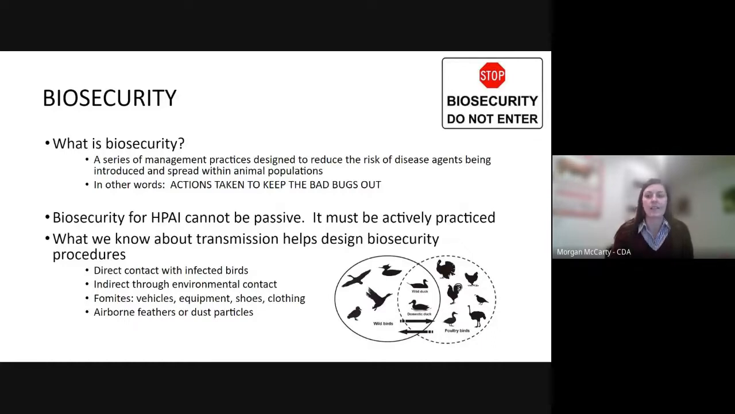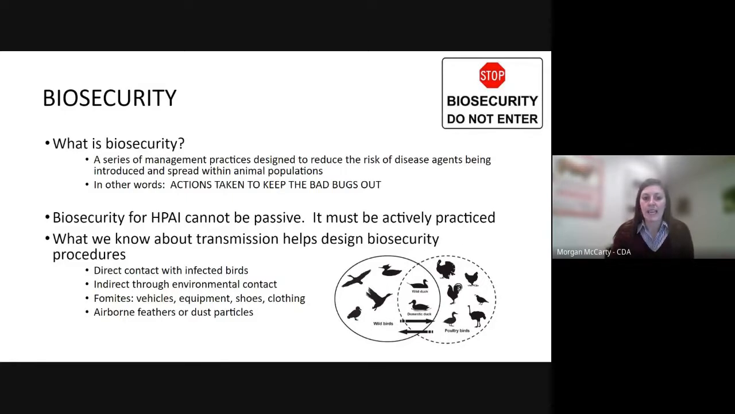These fomites are inanimate objects such as vehicle tires, equipment, shoes, people coming and going. So farm to farm movement of these fomites has actually been regarded as a major cause of disease spread. And some data has also suggested that airborne feathers or dust particles can help spread this disease as well.